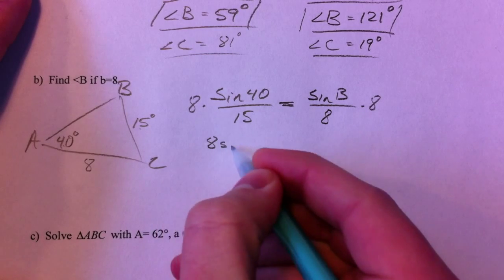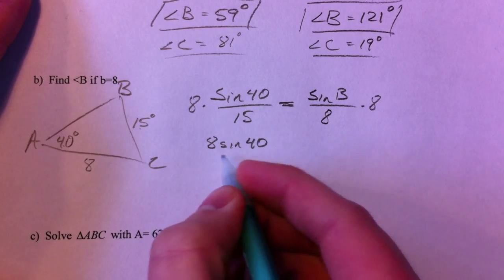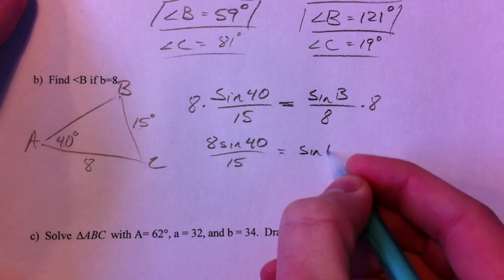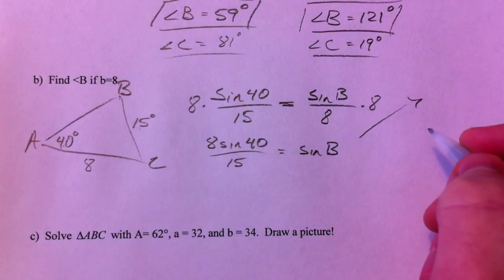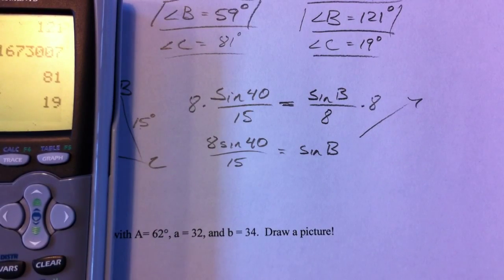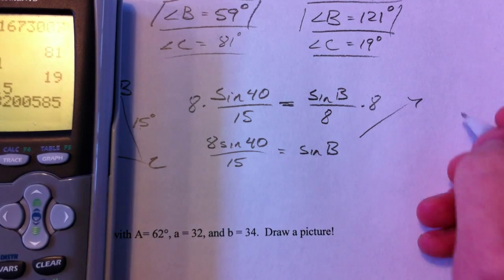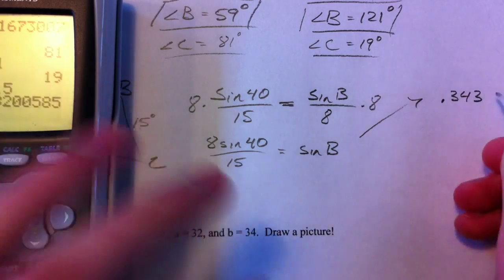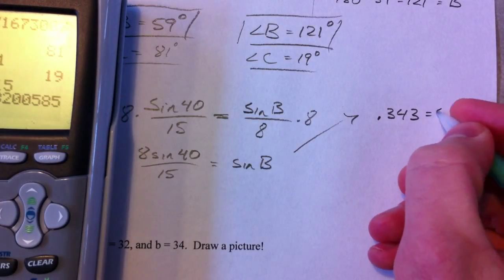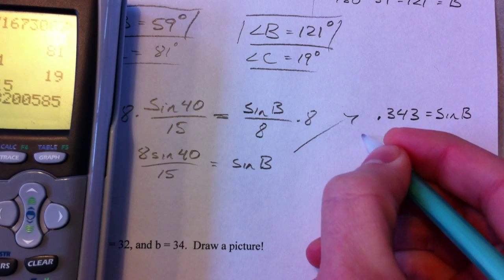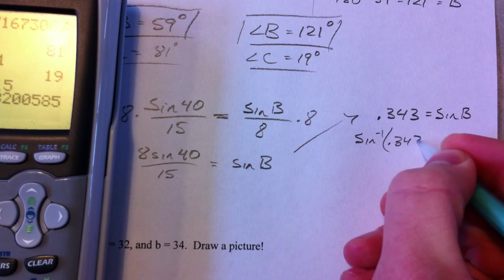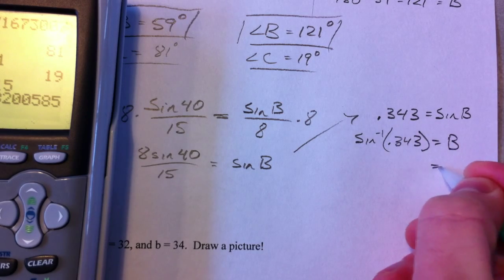So 8 times the sine of 40 divided by 15 is the sine of B. So I'm going to take it up here. 8 times the sine of 40 divided by 15. 0.343. And that equals the sine of B. Inverse sine of 0.343 is my angle.